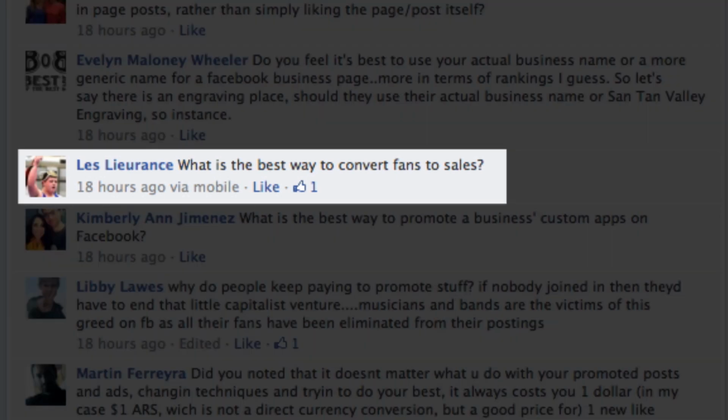Okay. Les asks, what is the best way to convert fans to sales? Les, good question. Consider Facebook part of your funnel. One thing I would try to avoid is trying to immediately convert people who don't know you into customers. That is very difficult to do, especially if you have an expensive product.